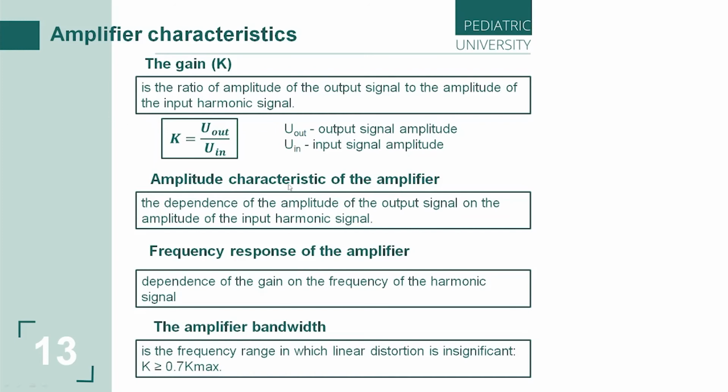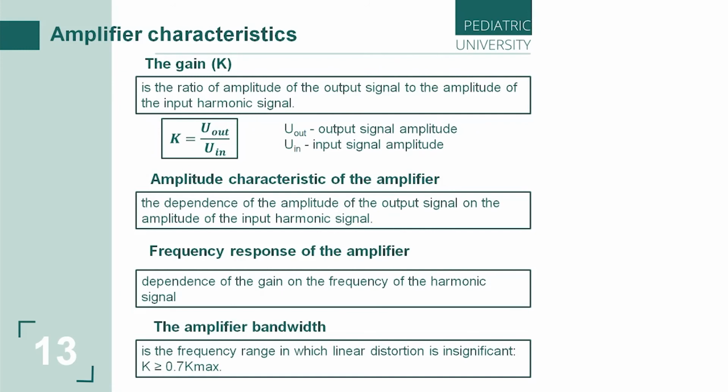What about the amplitude characteristic of the amplifier? The amplitude characteristic of the amplifier is the dependence of the amplitude of the output signal on the amplitude of the input harmonic signal. To keep the waveform constant, the gain must be the same over the range of possible input signal amplitudes. This requirement is met by the linear section of the amplitude characteristic marked with a solid line. The gain is determined from the linear section.